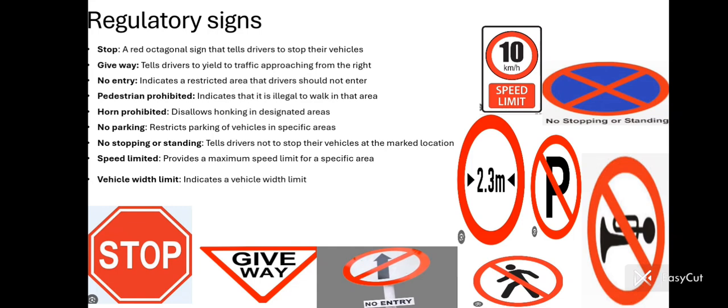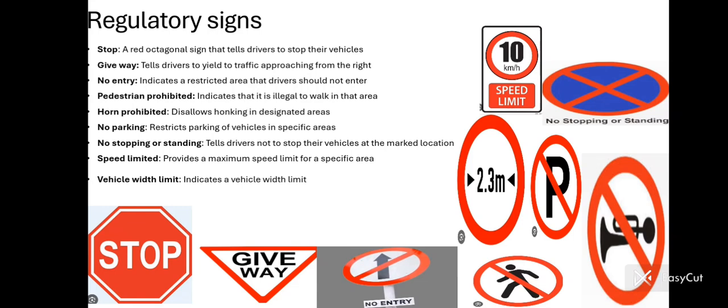Now this next one is known as a pedestrian prohibited sign. It indicates that it is illegal to walk in that area. If you walk in that area, then it will be trespassing, which is a very illegal offense. Or horn prohibited. It means in these places horn is not allowed. Like that. This is about horn prohibited.